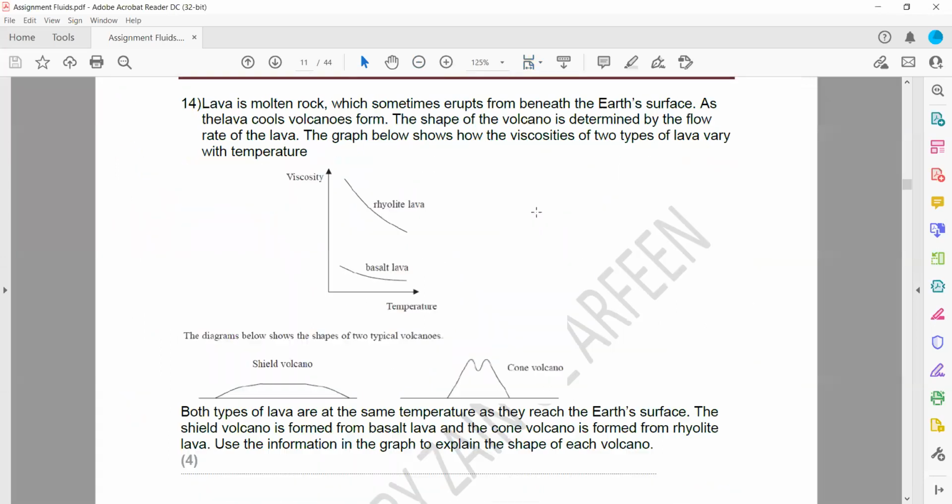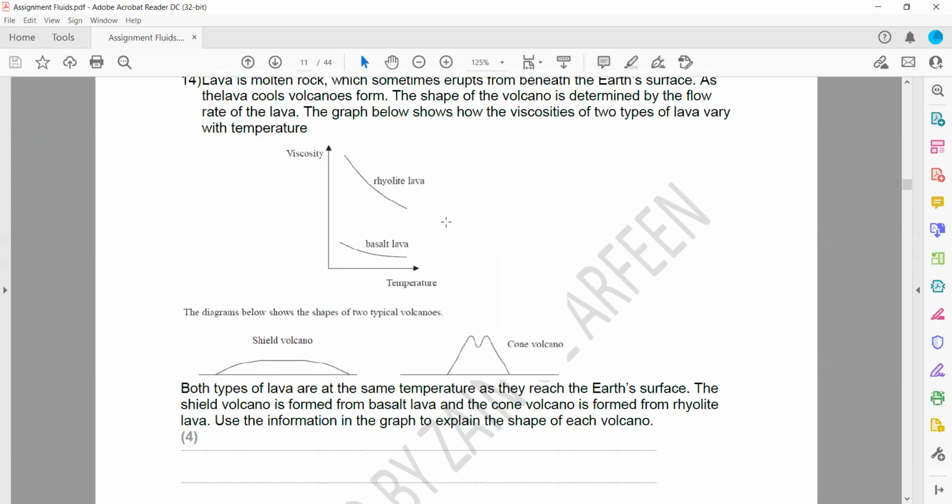In question 14, lava is a molten rock which sometimes erupts from beneath the Earth's surface. As the lava cools, a volcano forms. The shape of the volcano is determined by the flow rate of the lava. The graph below shows how the viscosity of two types of lava changes with temperature. So we have rhyolite lava and we have basalt lava. You can see rhyolite lava has a greater viscosity than basalt.